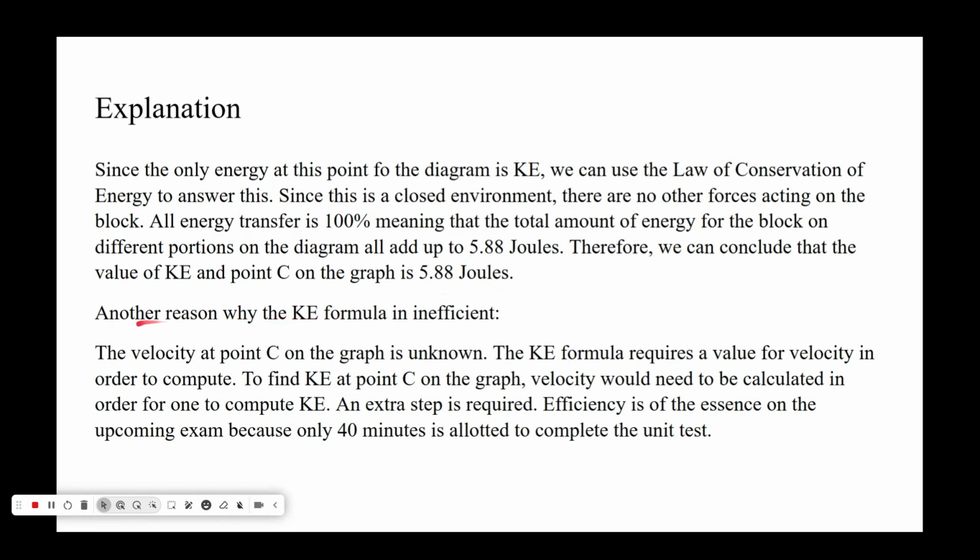And we actually cannot use the KE formula, mass times velocity squared, because the velocity at point C is unknown. We do not know the velocity at point C. Obviously, we can compute it, but this takes more work, more steps, and we do not have the time for this. Again, an extra step is required. Efficiency is of the essence in the upcoming exam because only 40 minutes is allotted to complete this unit test.